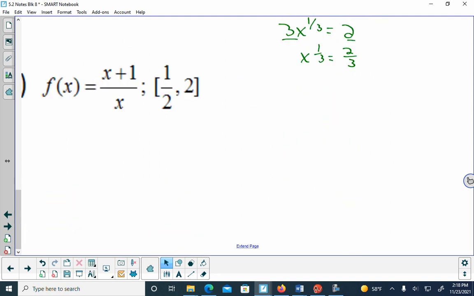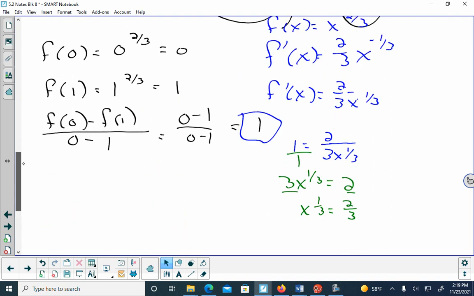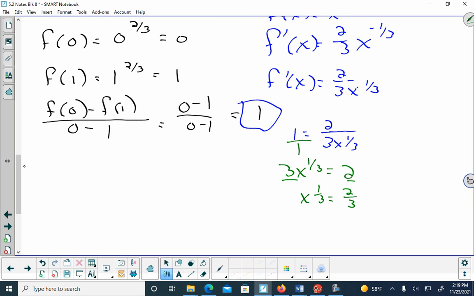How do I solve that? I cube it. I don't cube root it, I cube it. So I'm going to raise this to the 3rd power because the 3 times the 1/3 would be 1. And then raise this to the 3rd power, so I'm going to get x is equal to 8/9.